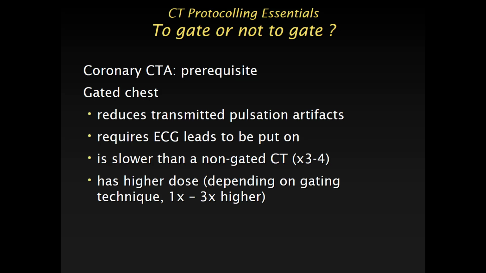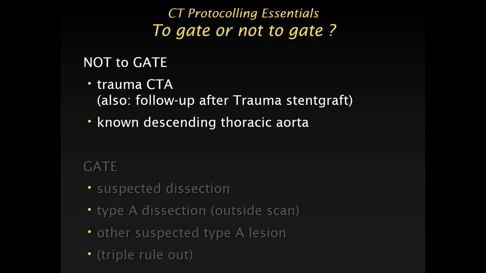The reason why we use it is mainly because it reduces pulsation artifacts. The disadvantages are that it does require that somebody has to put ECG leads on the patient. It's also somewhat slower than a non-gated acquisition. It also has a slightly higher dose depending on what kind of gating technique you use. So a study that we do not gate is trauma CT angio.